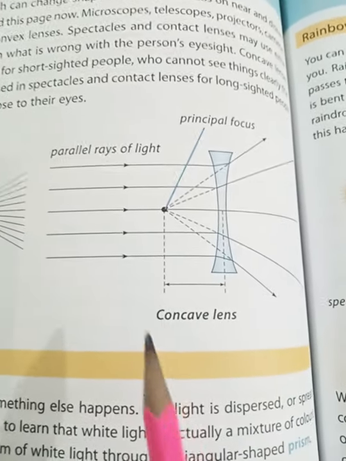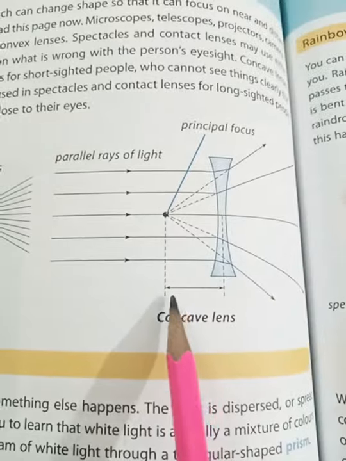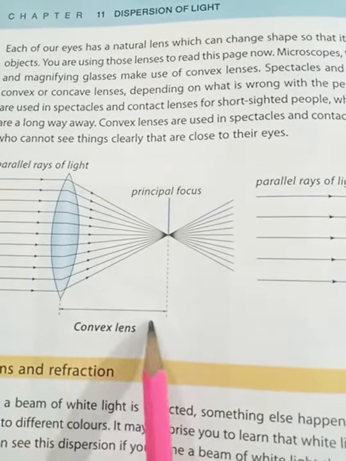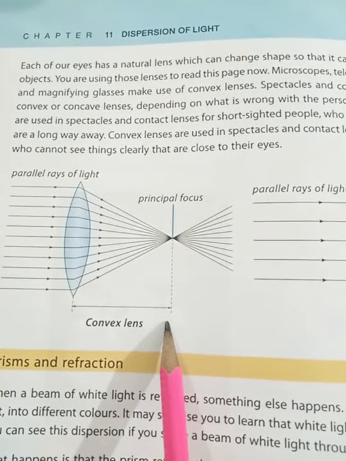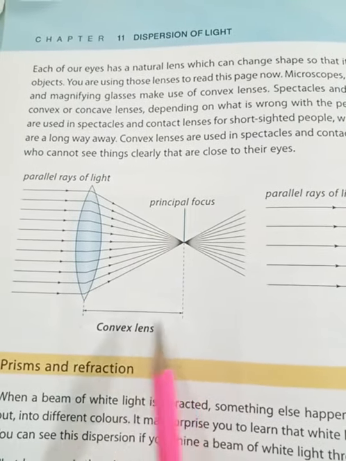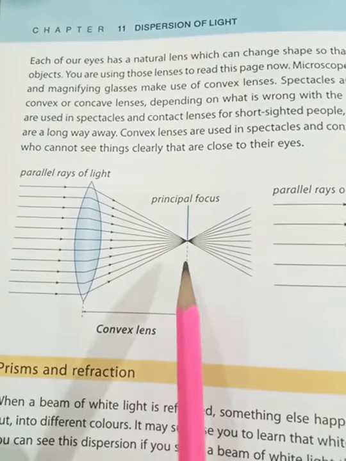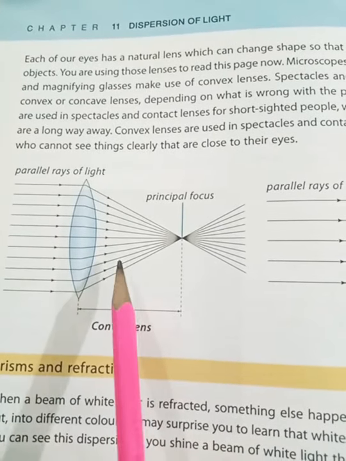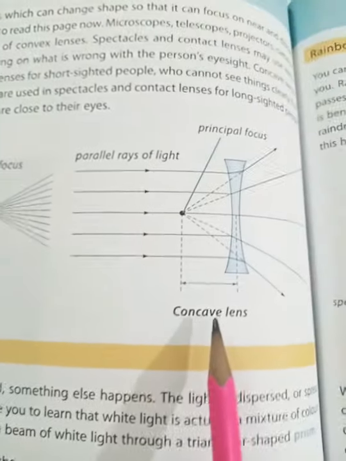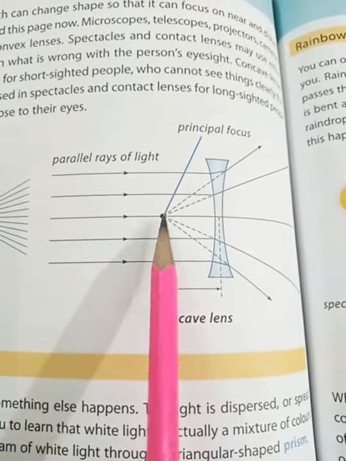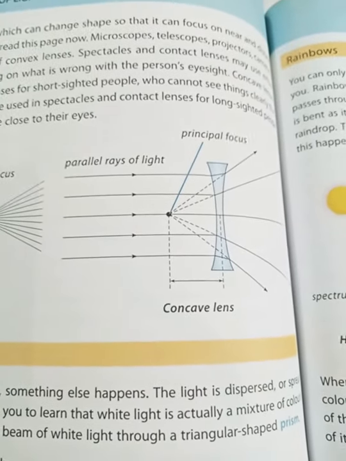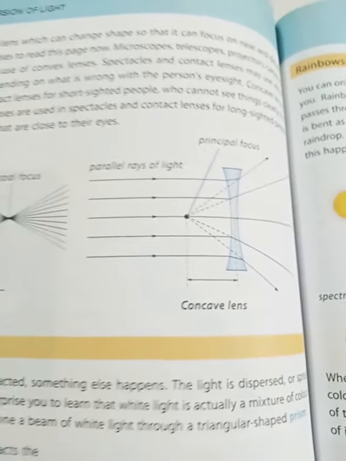All right, so this is the distance between the principal focus and the concave lens, and this is the distance between the convex lens and the principal focus. So you can see that in the case of a convex lens, the principal focus is formed after the lens, and in the concave lens, the principal focus is made before the concave lens.